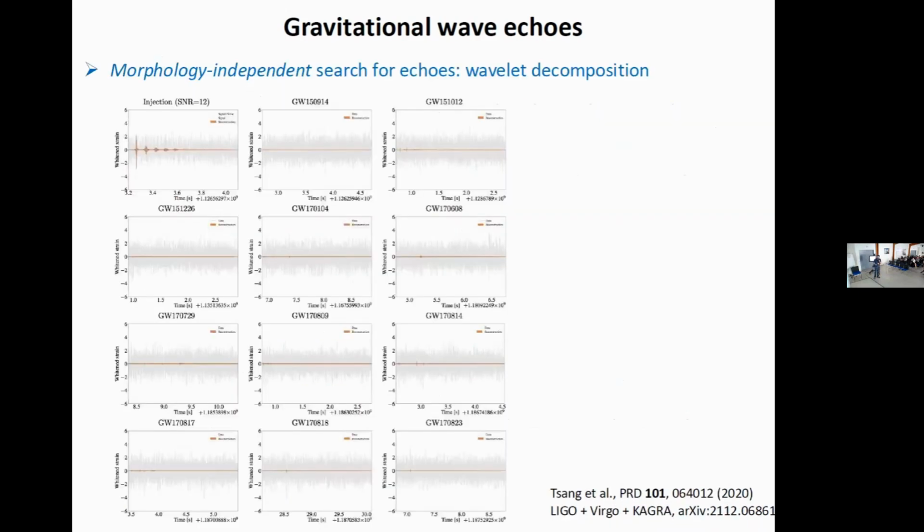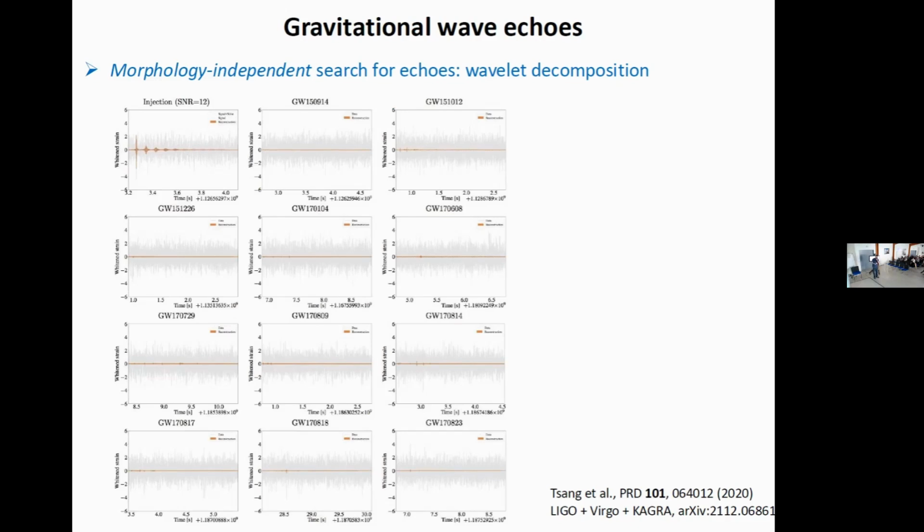And we did. So what you see here is a morphology-independent search for echoes. We don't know if there are echoes, or what shape they will have. The shape will presumably depend on the nature of the object. So we don't assume a shape here. So each time you see a box with gray in it, the gray is raw data, and red is the reconstruction of a possible echo signal. Do not get your hopes up.